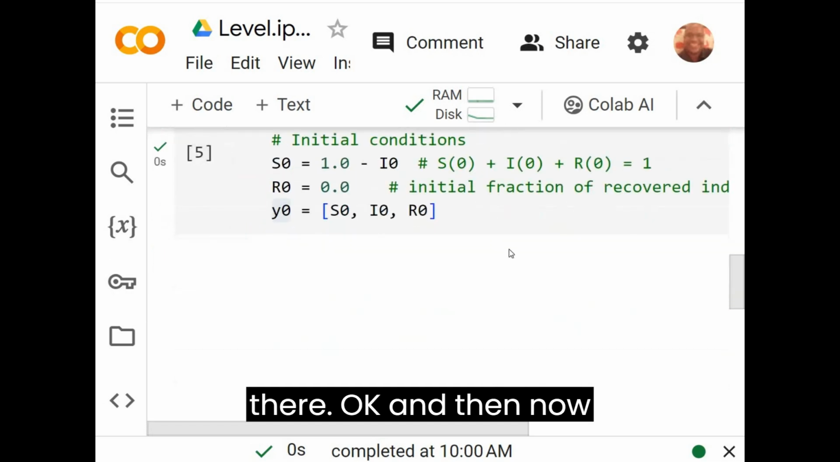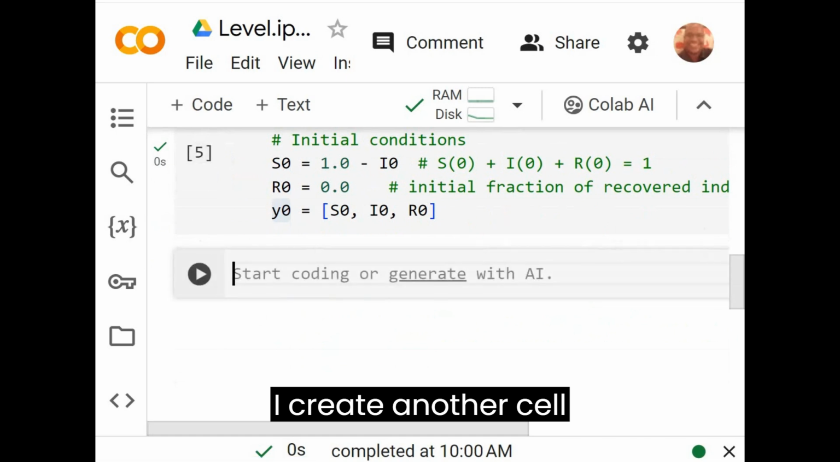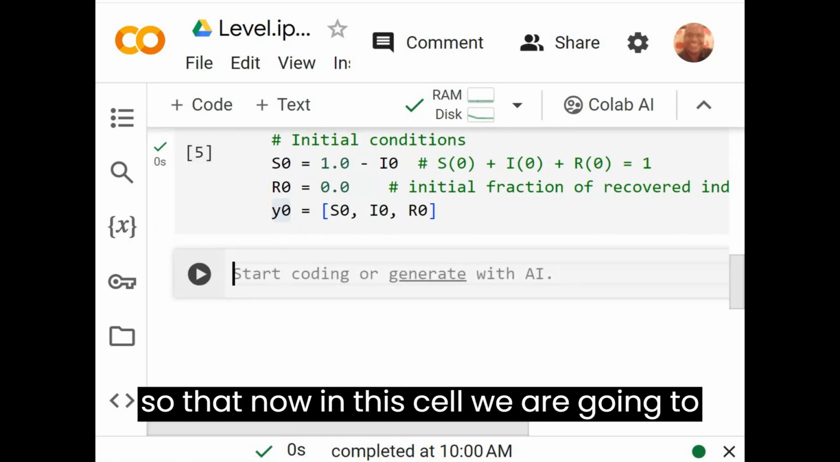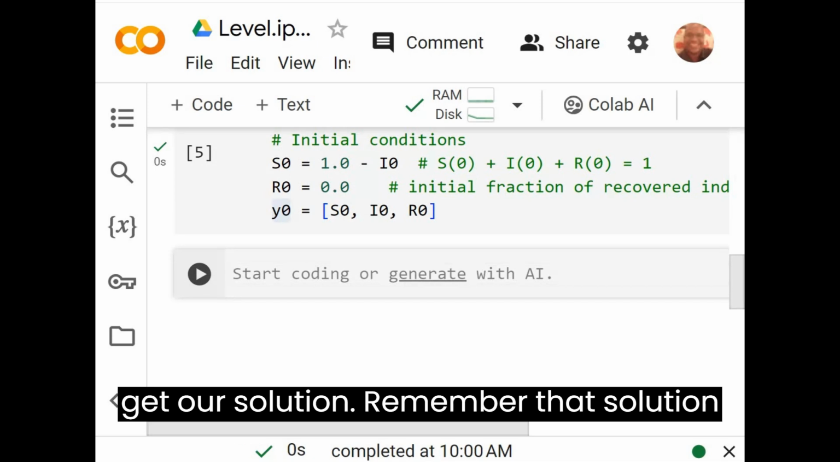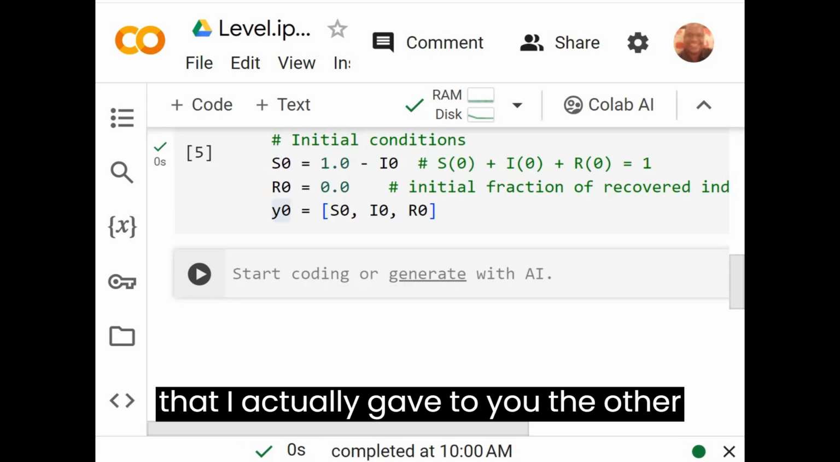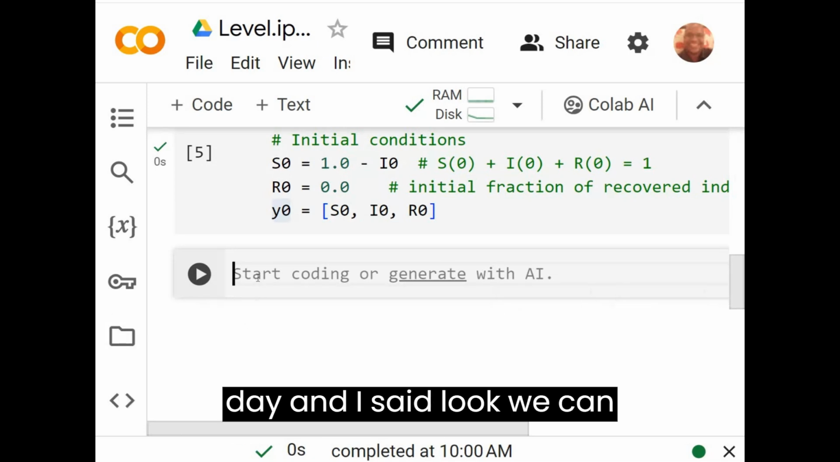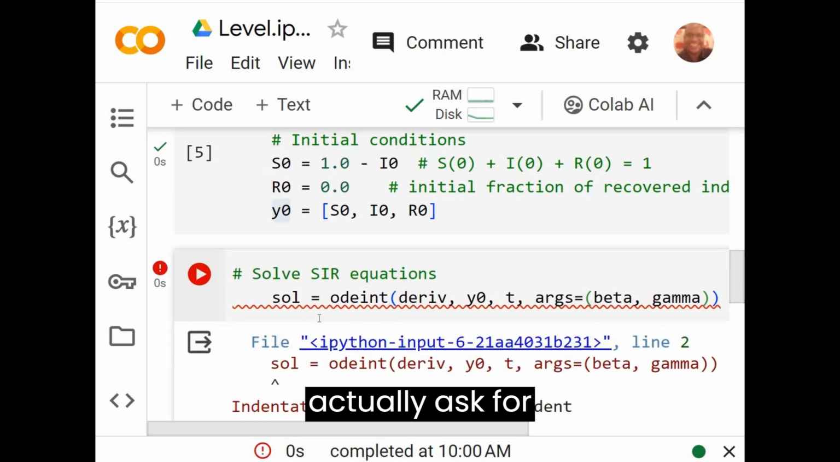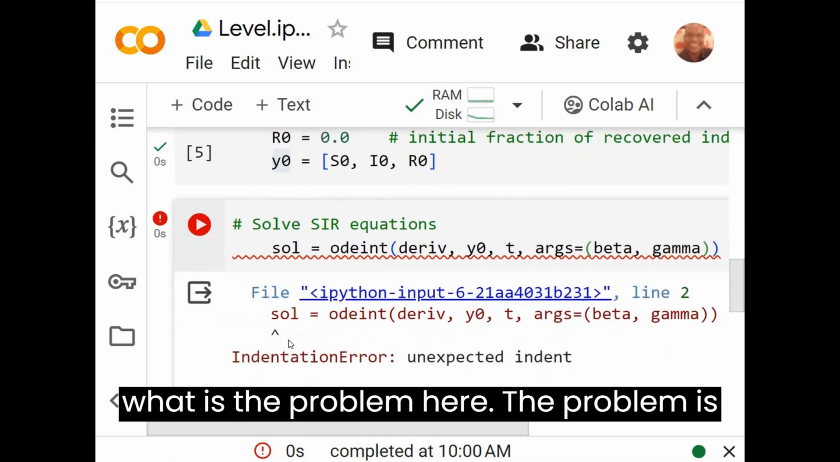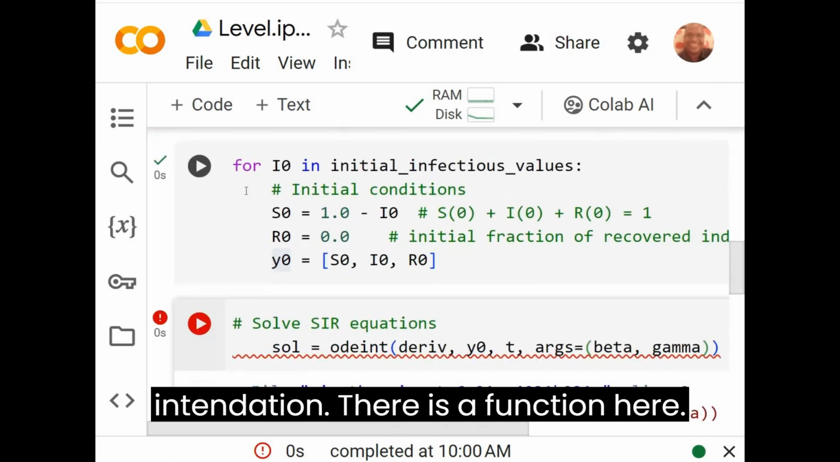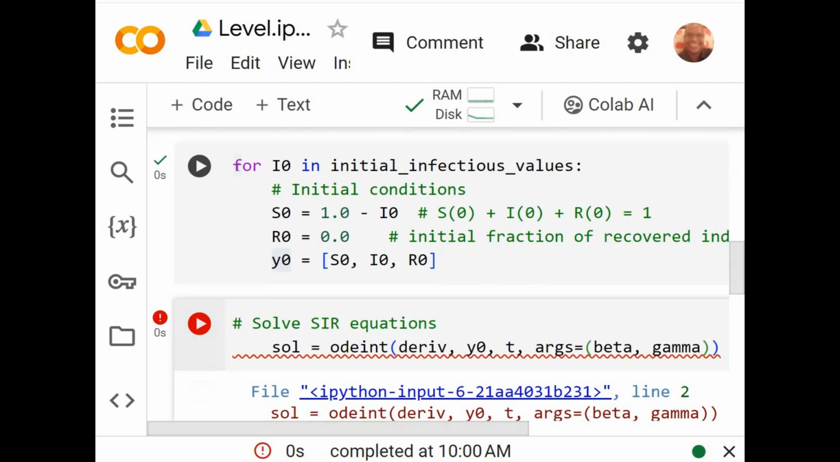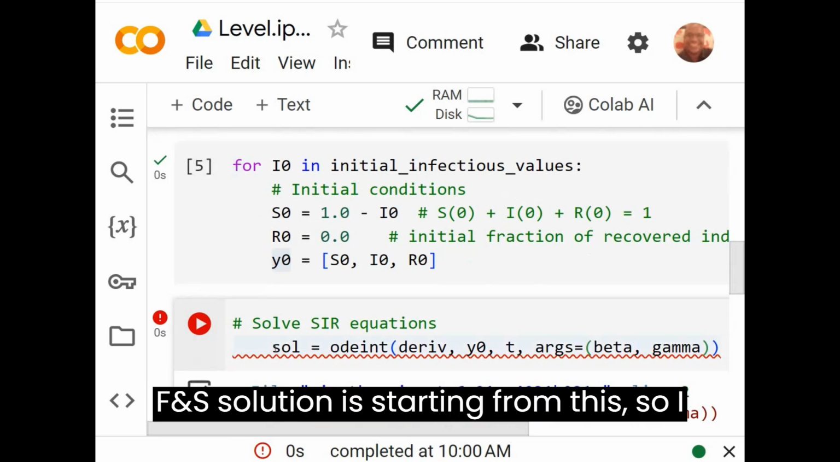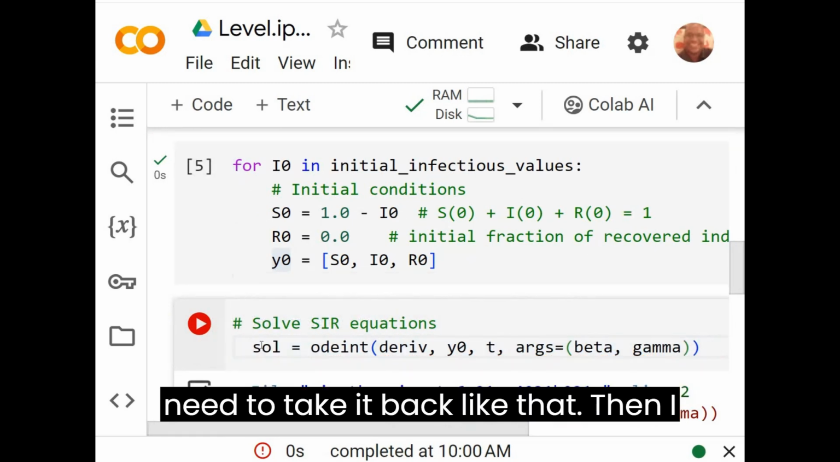Okay. And then now I create another cell so that in this cell we are going to get our solution. Remember that solution that I actually gave to you the other day? And I said, look, we can actually ask what is the problem here? The problem is indentation. There is a function here, f, and the solution is starting from there, so I need to take it back like that.